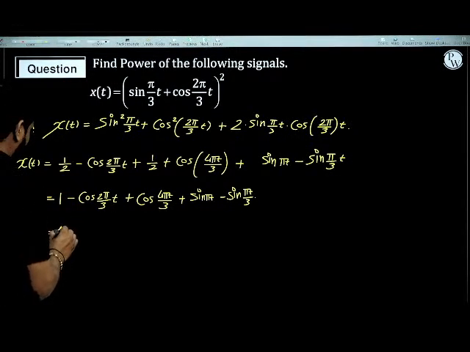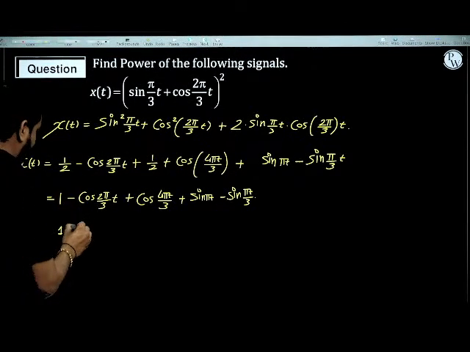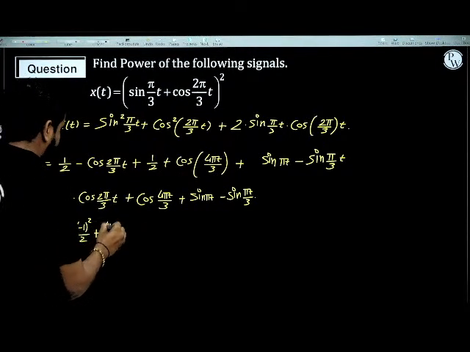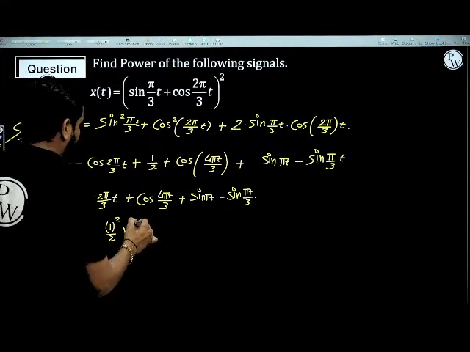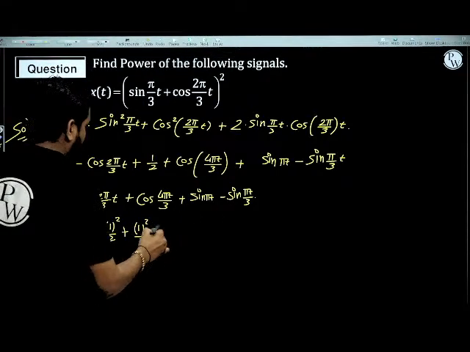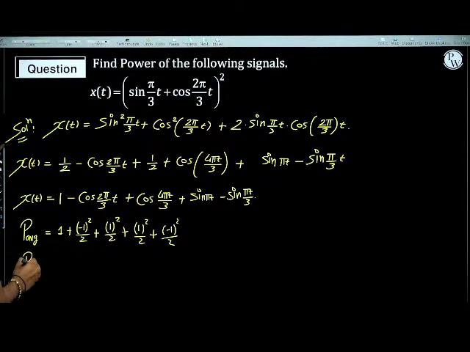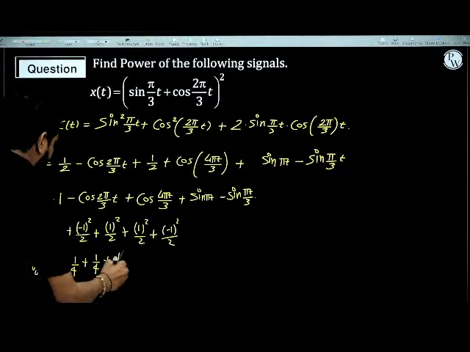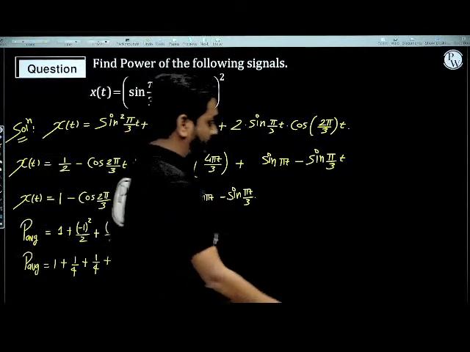So power of DC is 1. Power of this signal, the peak value is minus 1, so minus 1 square divided by 2, plus here the peak value is 1, so 1 square divided by 2, plus here the peak value is 1, so 1 square divided by 2, and here also minus 1 square divided by 2. So the average power is 1 plus 1 by 4 plus 1 by 4 plus 1 by 4 plus 1 by 4, it is 2. Clear?